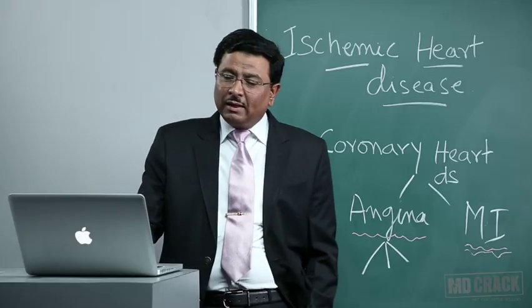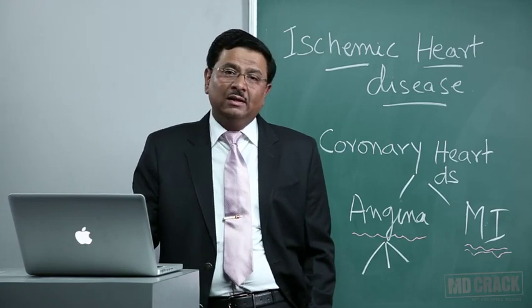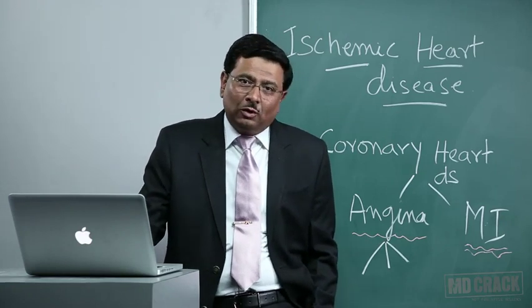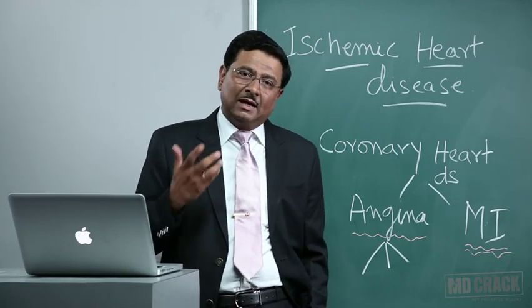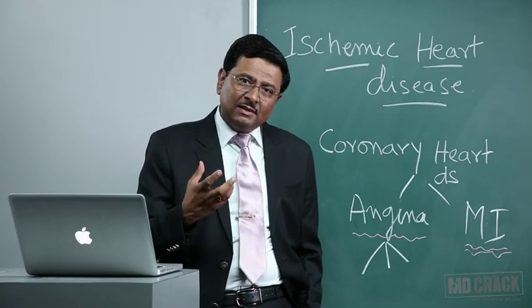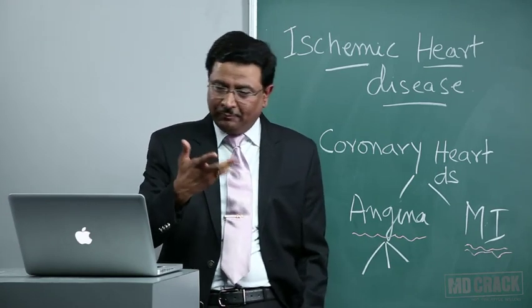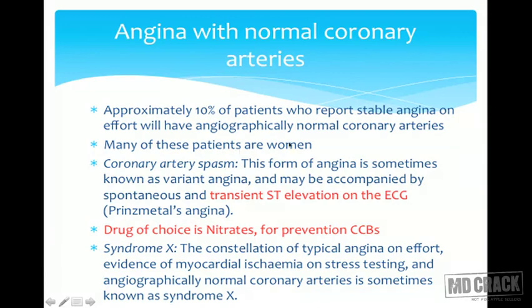Now, a few words about angina with normal coronary arteries, important again from the MCQ point of view. There are a number of MCQs which have been asked on this question. Angina, whereas the coronary arteries are normal. Let's see. Approximately 10% of the patients who report stable angina on effort will have angiographically normal coronary arteries. I will not call it a miracle, it happens. Let's see how. Many of these patients are women.